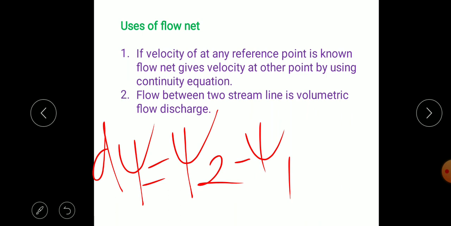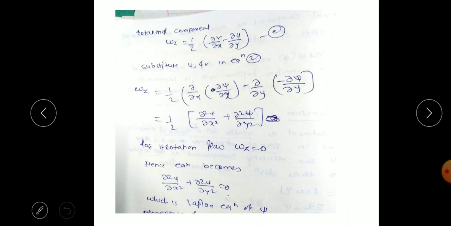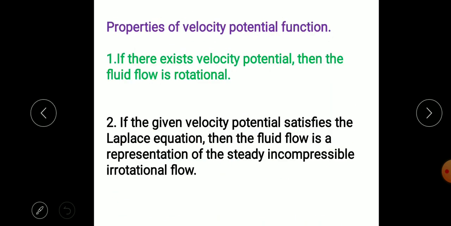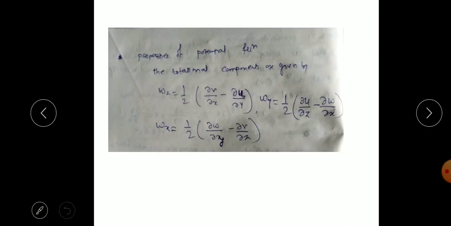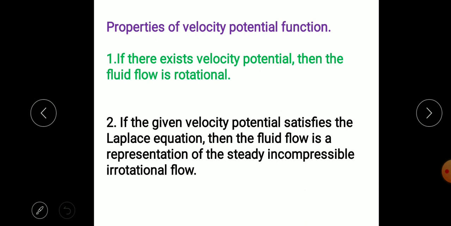So again, there are uses of these flow nets to find the velocity and discharge of the flow. So we have considered the vorticity function, velocity potential function, then the stream function, then drawing of the flow net, and also the stream function and velocity potential function. In the next class we will take numericals on the stream function, velocity potential function and accelerations. Thank you.